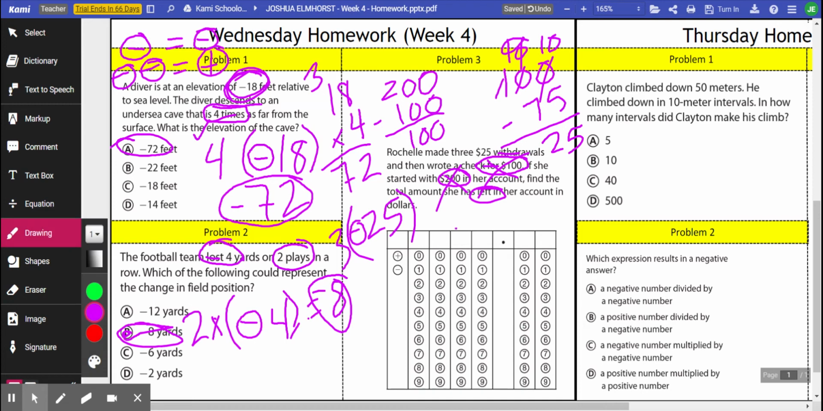Okay. So we got $25 or whole dollars. So this would be a correct answer.